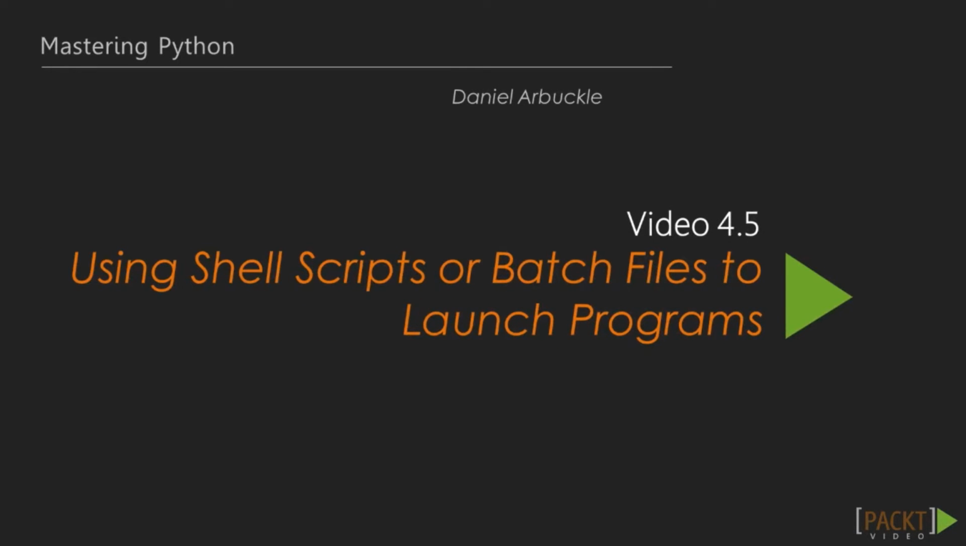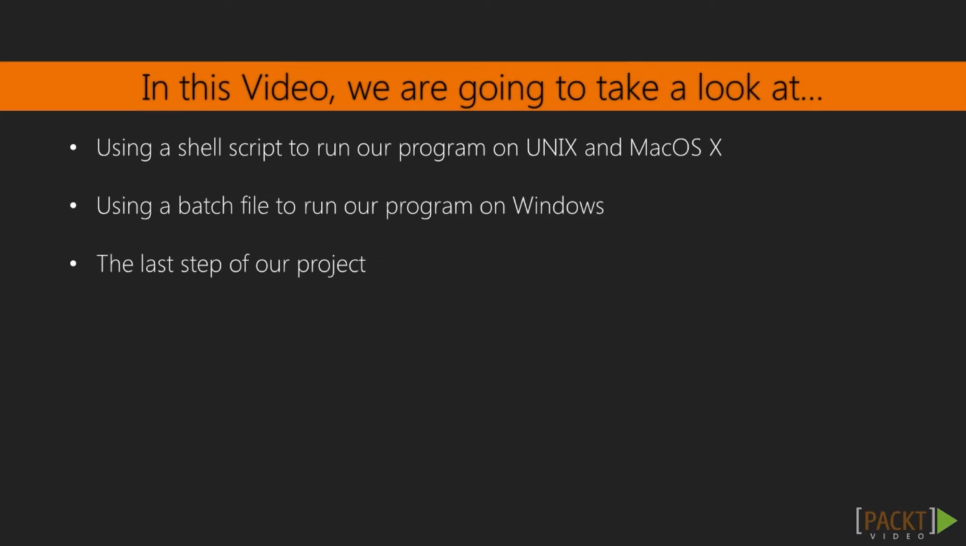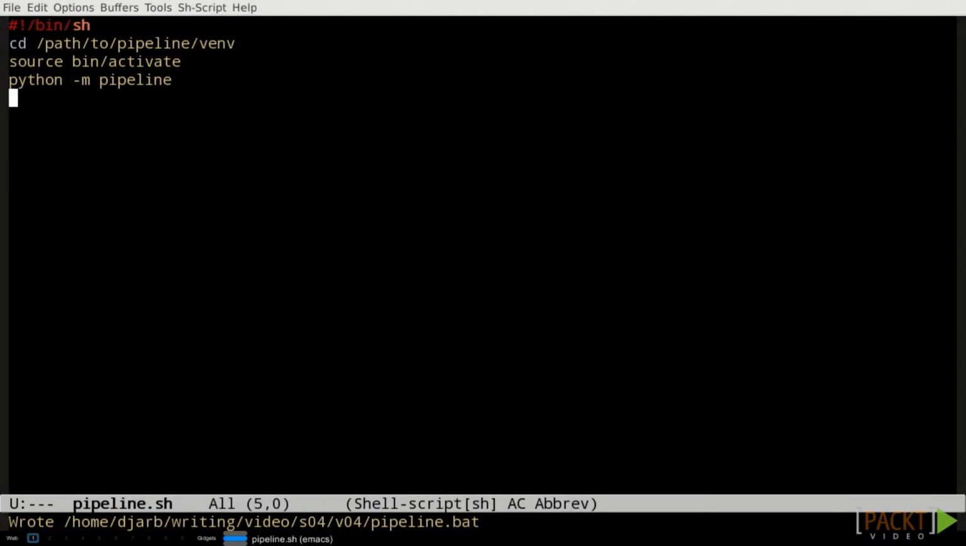4.5, using shell scripts or batch files to launch programs. We're going to see how to use a shell script to run our program under Unix and Mac OS X, or a batch file to run it under Windows, and we're going to set up the last step of our project. We can run our program using python -m as long as it's installed in the Python path or we've activated the virtual environment containing it.